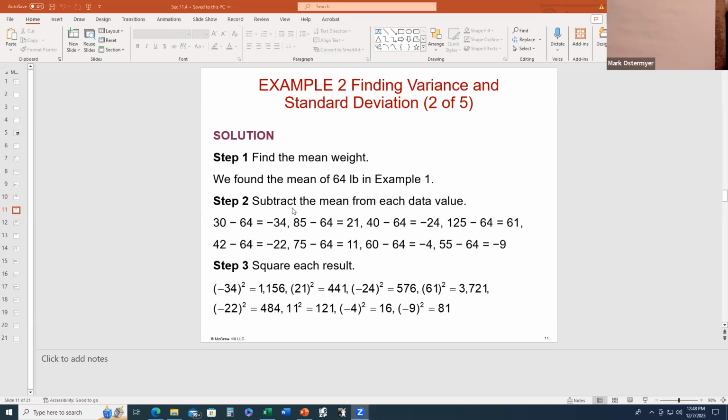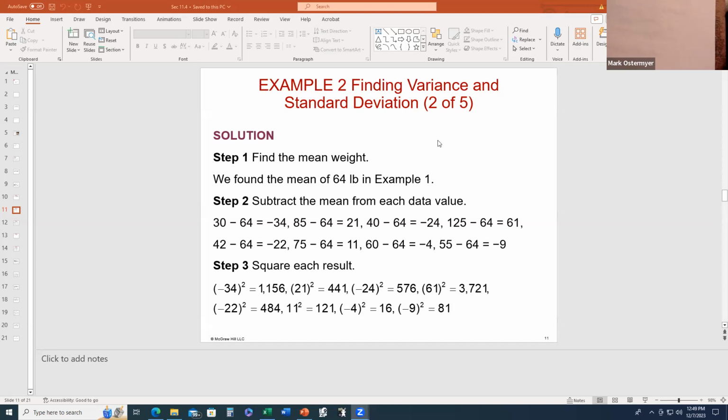Then we're going to subtract the mean from every data point in the data set. So 30 pounds minus 64 pounds is a difference of minus 34 pounds. 85 pounds minus 64 pounds, 21 pounds. 40 minus 64 pounds, negative 24 pounds. 125 minus 64 pounds, 61 pounds. 42 pounds minus 64 pounds, negative 22 pounds, etc., etc. We're then going to square all of these differences. And when you square a number, it always comes out as being a positive number.